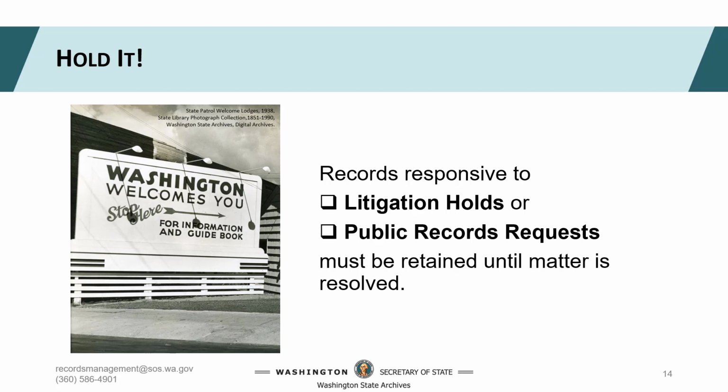The second situation is if there's a public records request. Let's say you've got records that are 20 years past their retention. You've already identified them as non-archival, and you plan to destroy the records next Monday. If a public records request comes in this afternoon for those records slated for destruction, you'll still need to provide them to fulfill the public records request because they are still in your possession. Once the request is fulfilled, you can resume with the destruction or transfer as planned.